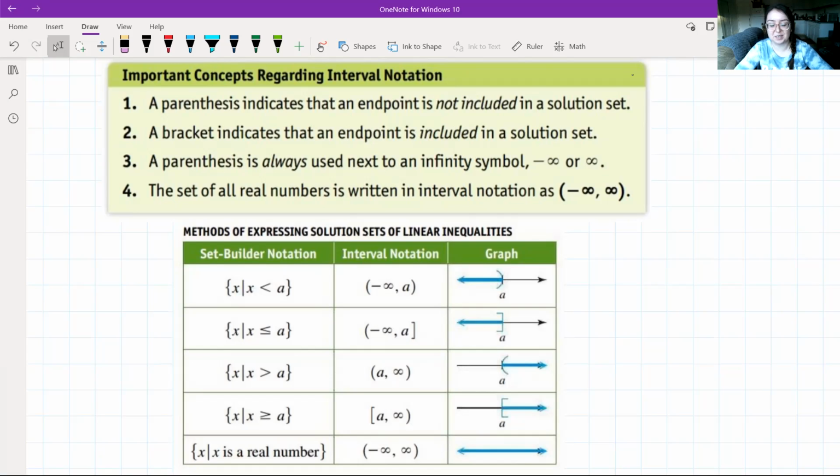And similarly, just as before, we have x where x is greater than or equal to a. So we have our square bracket instead of our parentheses around a in both interval notation and in our graph. If we say that x where x is a real number, so we're considering all real numbers in our solution, so from negative infinity to positive infinity, our number line will just be filled in the entire way, because we're saying that any real number can be a solution.